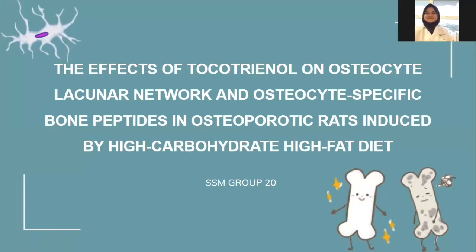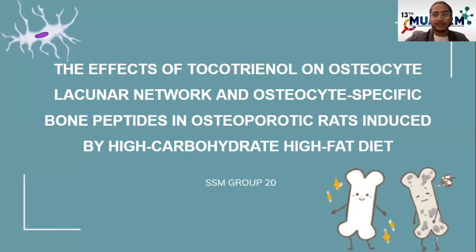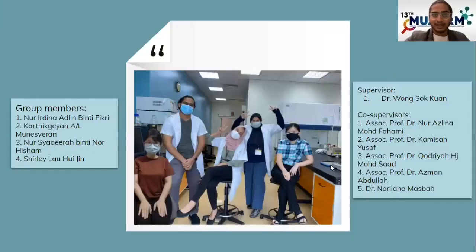Good morning, everyone. So our topic for today is the effects of tocotrienol on osteocyte lacuna network and osteocyte-specific bone peptides in osteoporotic rats induced by high carbohydrate, high-fat diet. So these are my group members, and these are my supervisors.